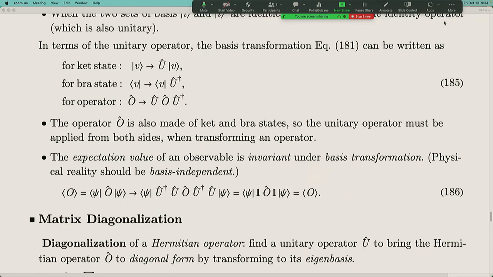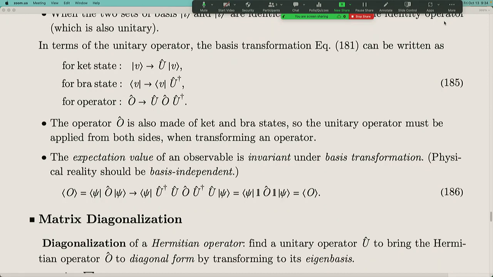And if the operator and states are transformed in this way, you can show that one thing is invariant under the basis transformation. That is the expectation value. Expectation value is given by this scalar product. But if the ket state is transformed to U times the ket state, the bra state to the bra state times U dagger, and the operator to U O U dagger, you can show that U dagger and U come together and become the identity operator. So nothing is changing. So this expectation value is unchanged.